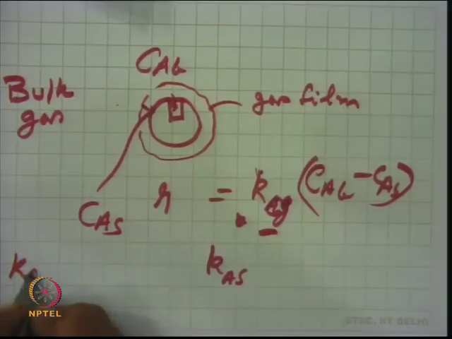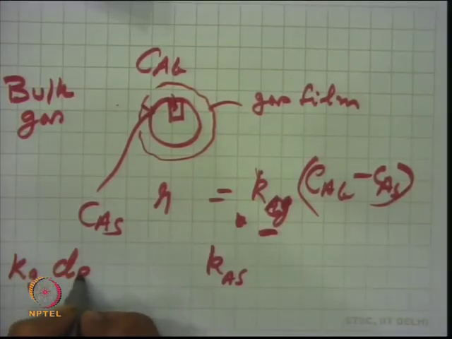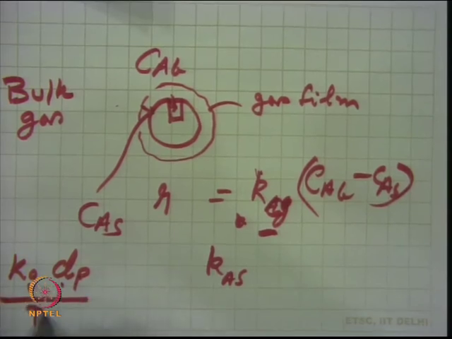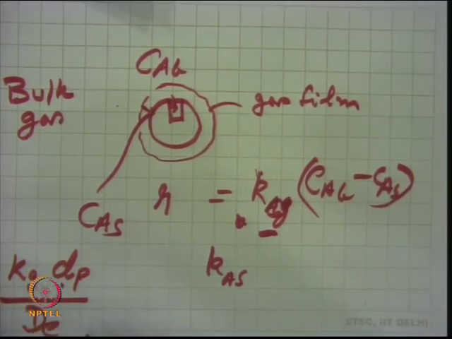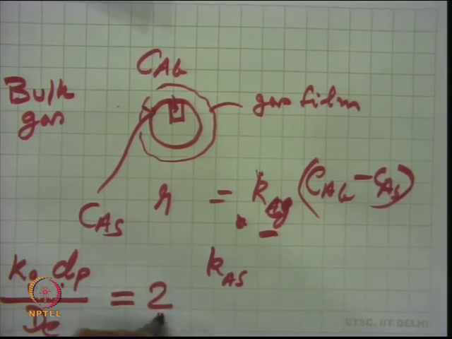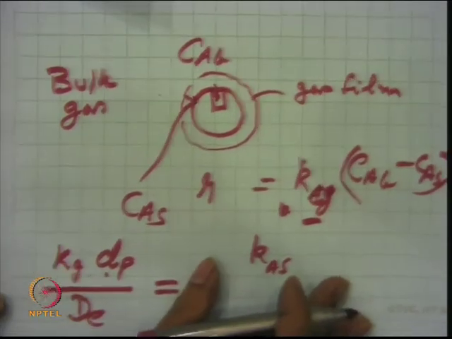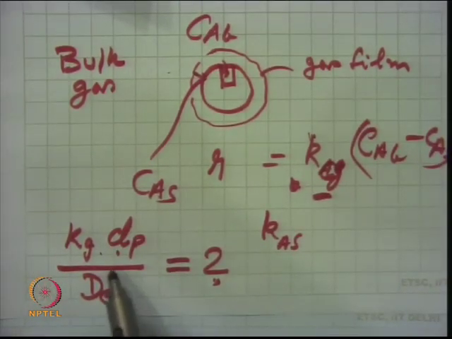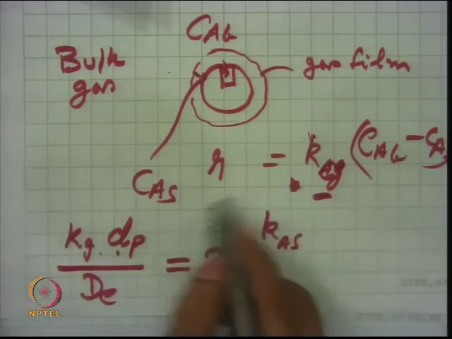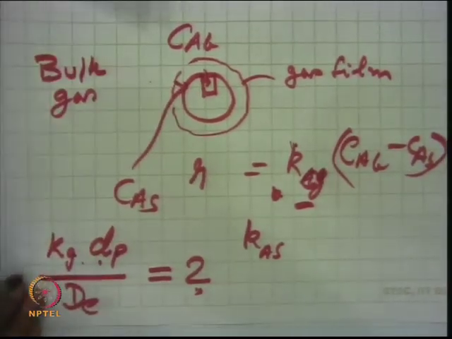If you remember this, kg dp, where dp is the particle size, divided by dE, which is the effective diffusivity or diffusion coefficient, that is generally constant at low Reynolds number. So it means basically kg is inversely proportional to dp, the diameter of the particle. The smaller the particles, the higher your mass transfer coefficient, but to what level, one needs to find out. That is the property related to the transport coefficients.